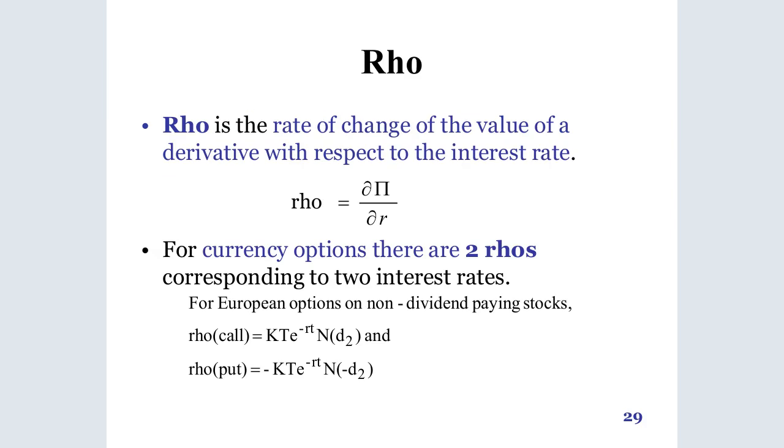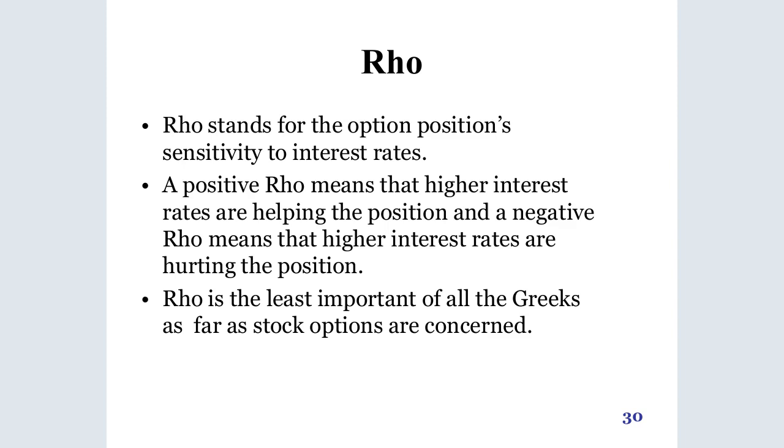Finally, rho is the rate of change with respect to interest rate. And if you take currency, there will be 2 rhos, because with currency there will be a rho with the foreign interest rate and a rho with the domestic interest rate. For non-dividend paying stocks, the rho of the call and the rho of the put is given there, and you realize that there is a negative sign out there. 2 negative signs are coming, the one outside, and the N of D2 becomes N of minus D2. And the D2 definition is the same as that we had earlier.